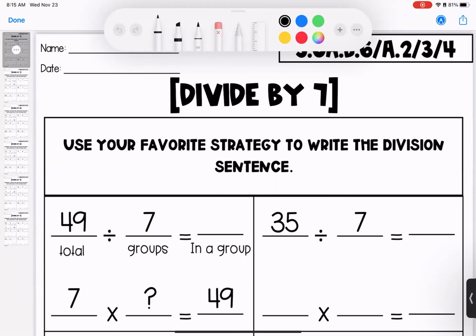Sweet faces, welcome to our last week of talking about division. We are looking at dividing by 7, 8, and 9 this week. And at this point, you know the format of our homework, so we are going to dive right in.